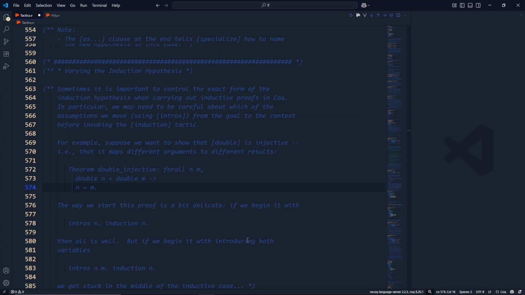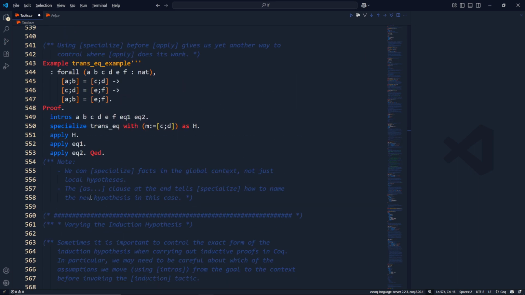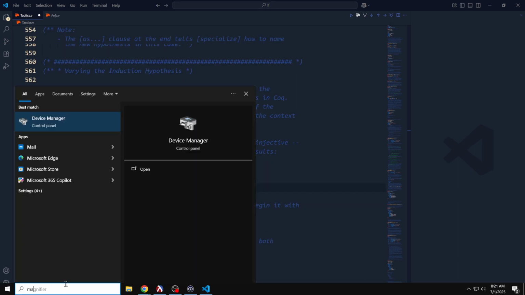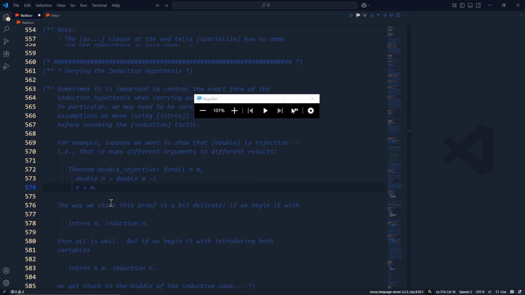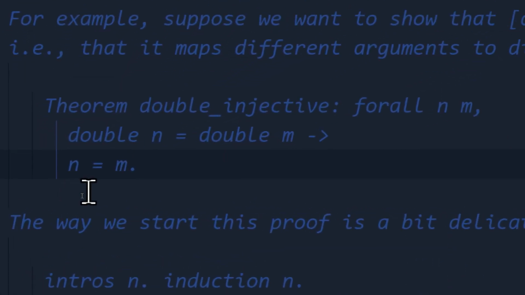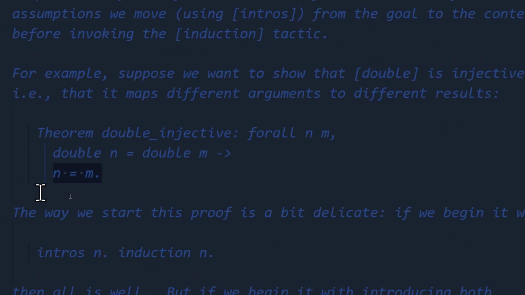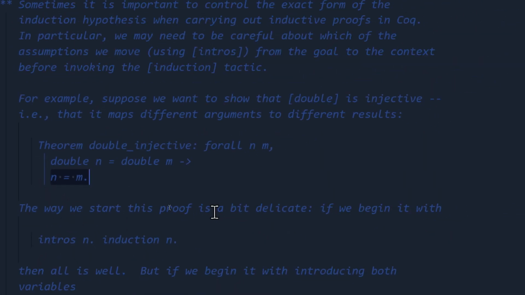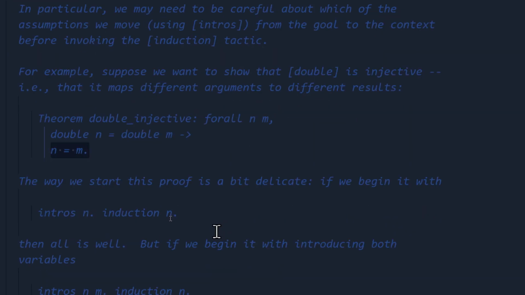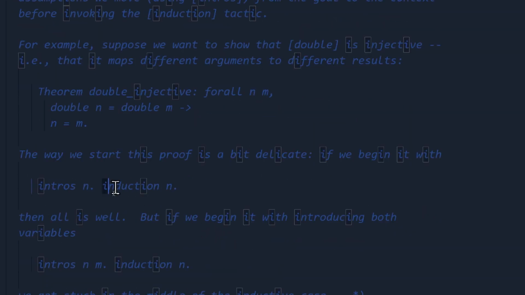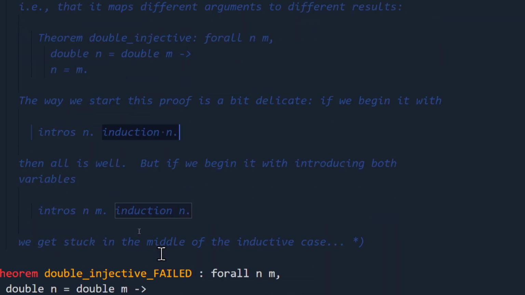For example, suppose we want to show that double is injective, i.e. that it maps different arguments to different results. So, theorem double_injective: for all n and for all m, if double n is equal to double m, then n equals m. The way we start this proof is a bit delicate. If we begin it with intros n, induction n, then all is well.